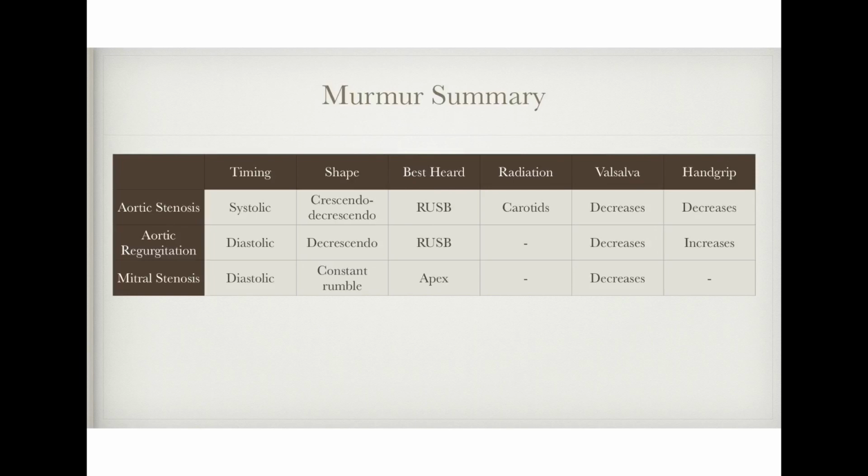The murmur of mitral stenosis is a diastolic, low-pitched, rumbling murmur best heard at the apex without radiation. Valsalva would decrease the intensity of this murmur by decreasing preload, essentially decreasing the amount of blood flowing into the left atrium and leading to less blood available to flow through that stenosed valve. Here's that murmur once more.